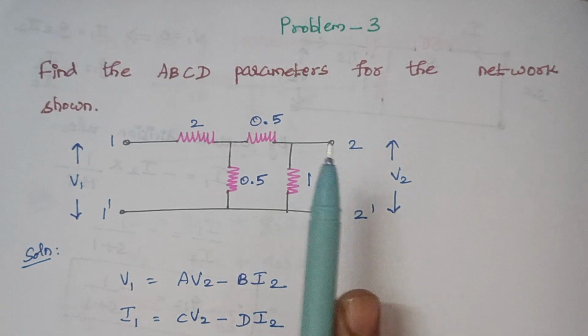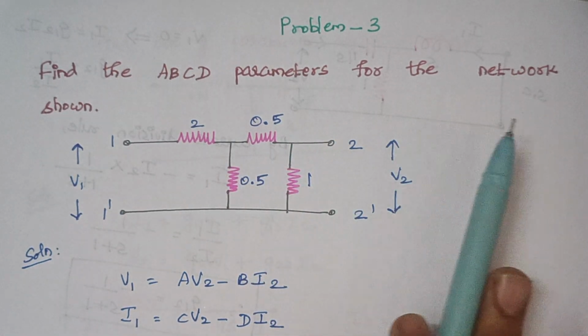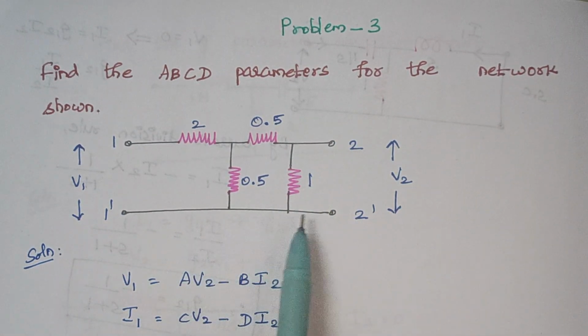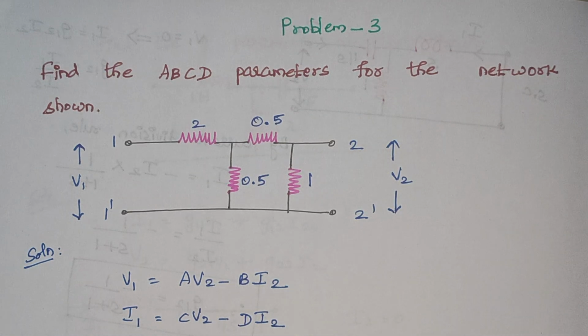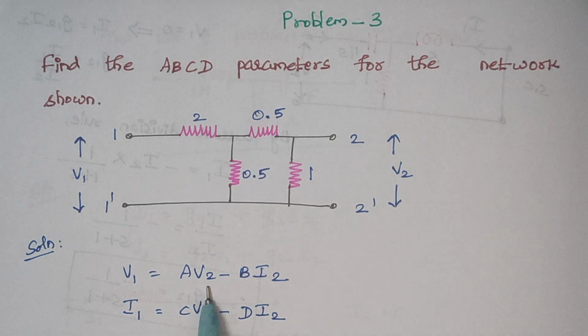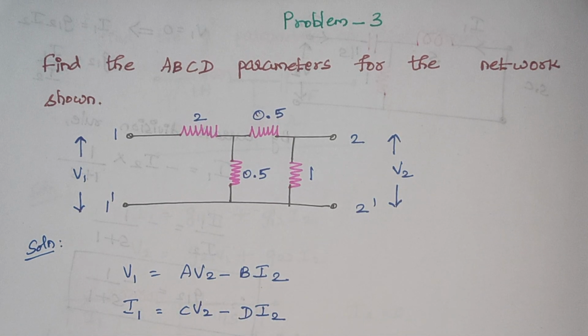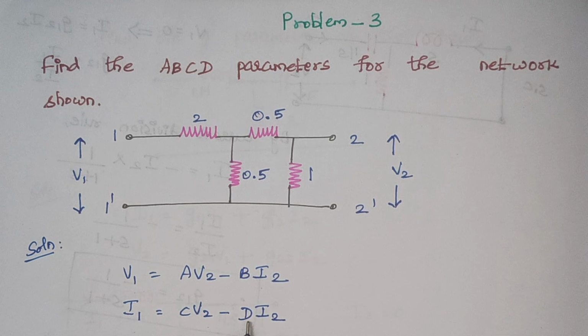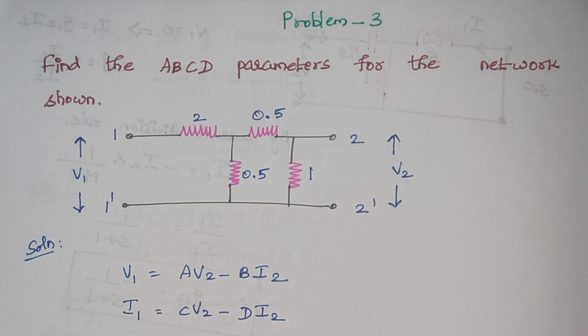The problem is to find the ABCD parameters for the network shown, and this is the given network. First we start with writing the general equations. V1 is equal to A V2 minus B I2, and I1 is equal to C V2 minus D I2. As a first step, we are going to find the values of B and D.